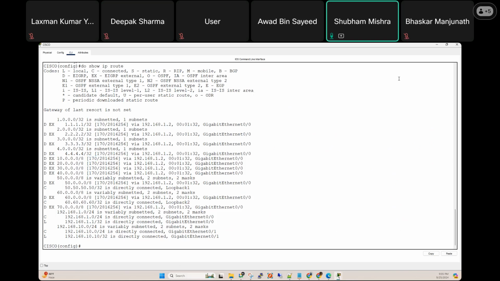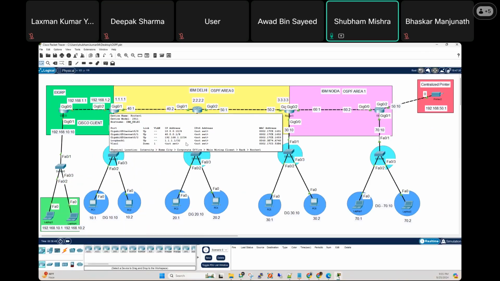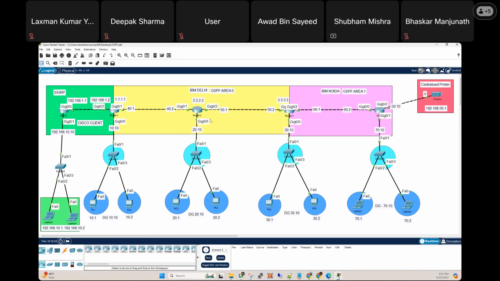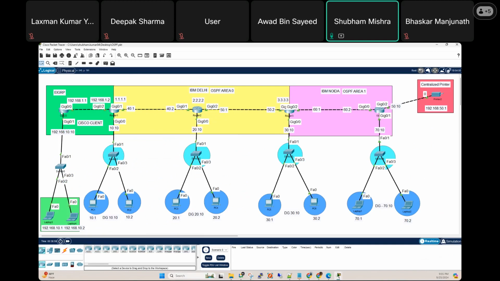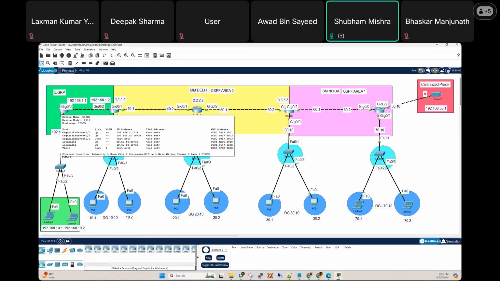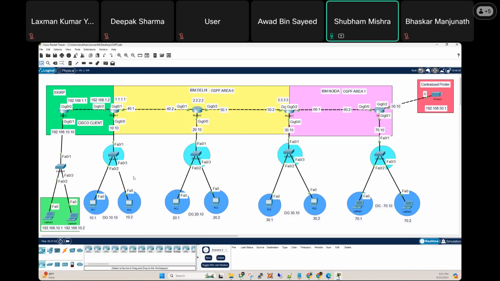So see what you are able to see on this router. What I did, I advertised, I injected all the OSPF routes into EIGRP. So that's the reason this router is able to understand all the routes of OSPF in the routing table. But can we do the other way also? Can we inject EIGRP routes into OSPF?